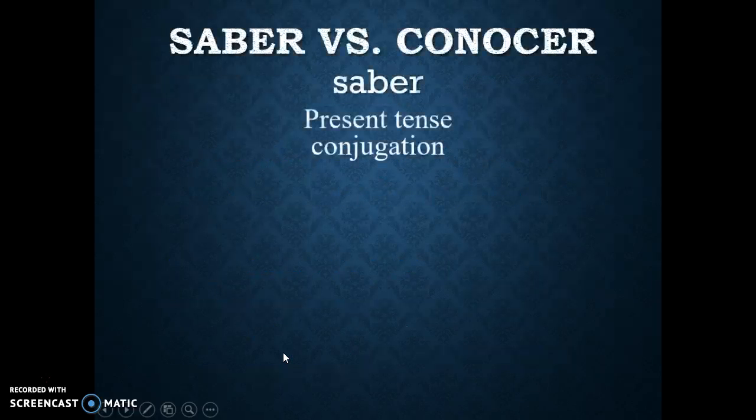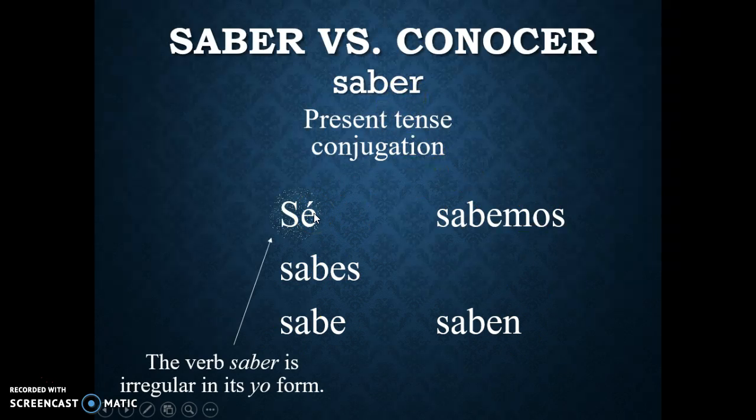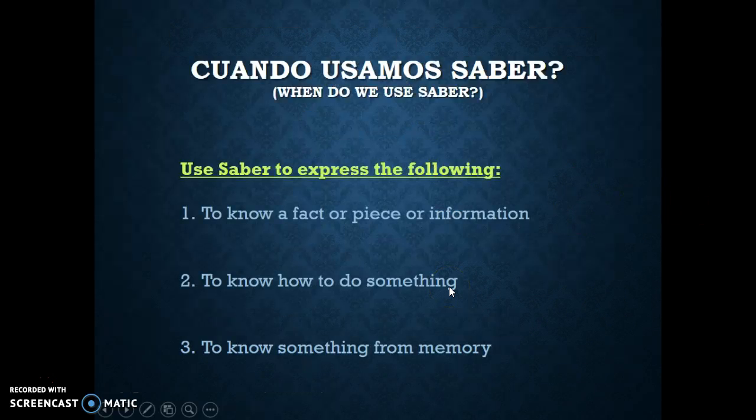Okay, so saber in its present tense conjugation would be sé, sabes, sabe, sabemos, saben. So notice it's an ER verb and it takes on regular ER endings. Just the yo form is a tad bit irregular. Okay, so sé, but then the rest are regular ER endings. Sabes, sabe, sabemos, saben. And if you don't remember, I know, you know, he or she knows, we know, they know. Okay? So cuando usamos saber, when do we use saber?